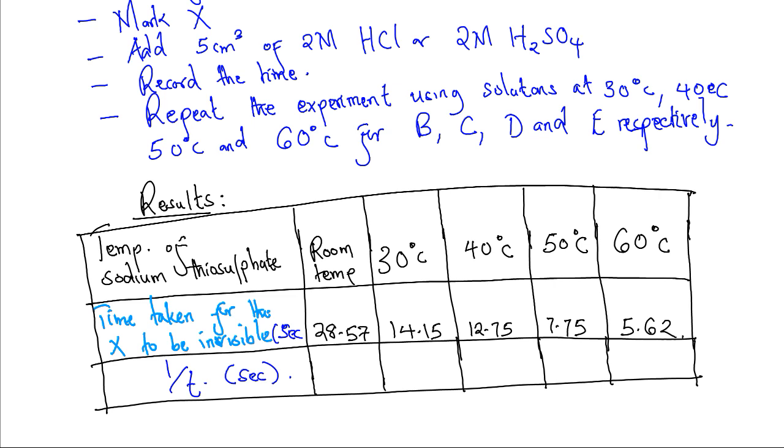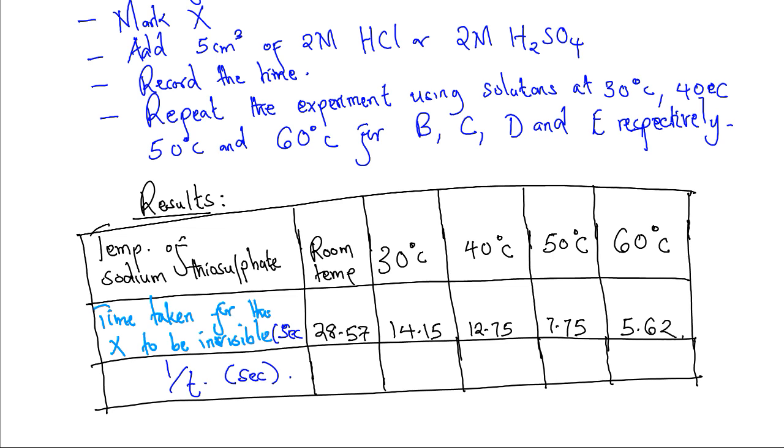It is clear that as the temperature increases, the rate of reaction is faster. And the sodium thiosulfate is able to react with the hydrochloric acid faster to form the precipitate. And this is a yellow precipitate, and this is what leads to the disappearance of the cross. This is what makes the cross invisible.